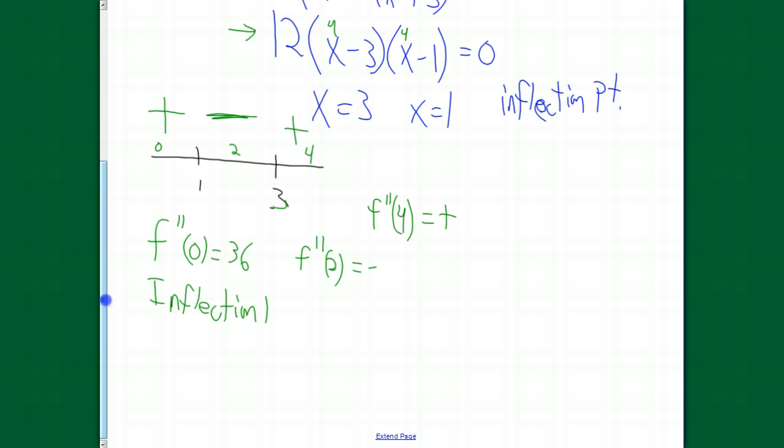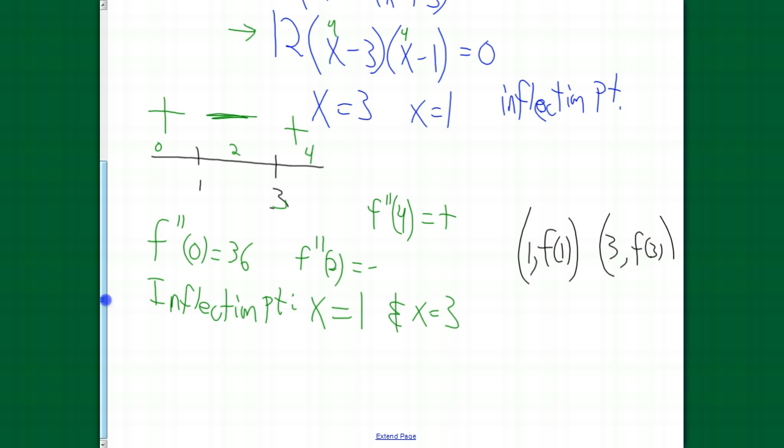Question 1, the inflection points. Technically, we should be figuring out the coordinates. I'm okay with just listing the x values. If we did want to list the coordinates, we would have the point 1, and then it's a point on the original function. So we would plug that x value into the original function. There's one inflection point. The other one happens at an x value of 3. Plug it into the original function.